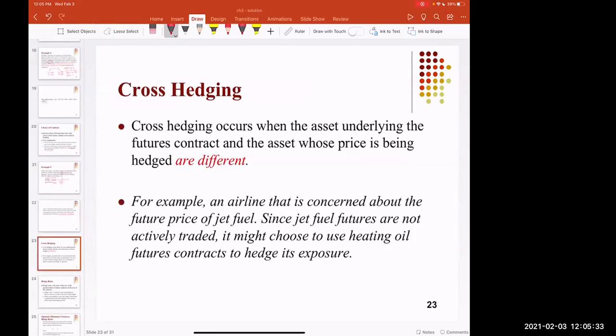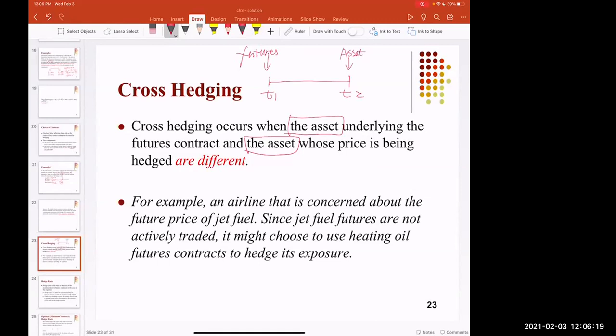Next, let's talk about cross hedging. First you need to know what cross hedging is. Cross hedging occurs when the asset underlying the futures contract and the asset whose price is being hedged are different, so two assets, asset A and asset B. Last class we talked about the two positions at time 1 and time 2: you have a futures contract here, and you have a position on the asset here.